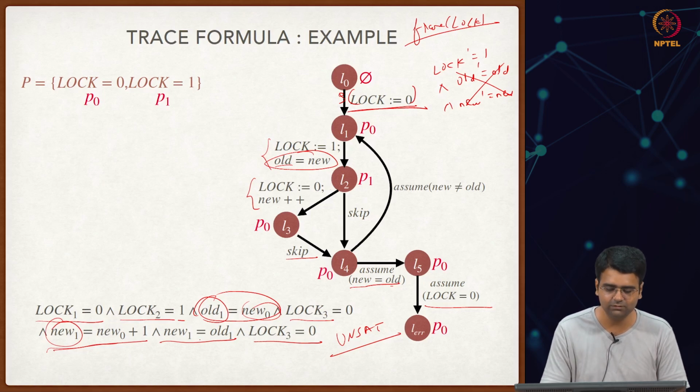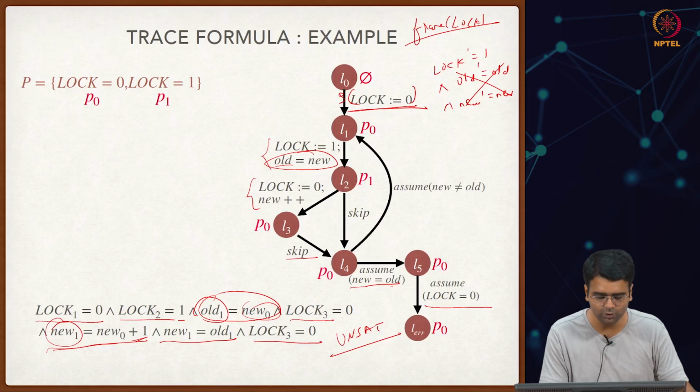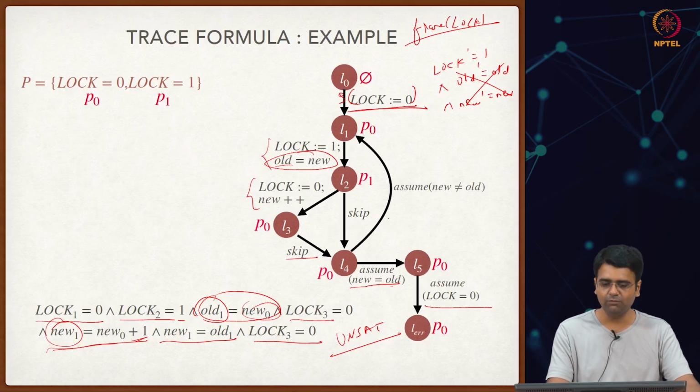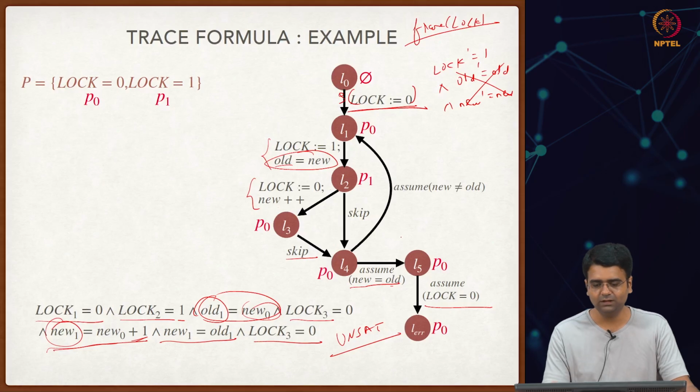So that is not possible modulo the theory of integers, right, because you are adding 1 to new 0 here, while here you are not doing anything. So old one cannot be equal to new one. And so that's why this formula is unsat. So if the formula is unsat, meaning that this particular path is infeasible, meaning that the counterexample is spurious.